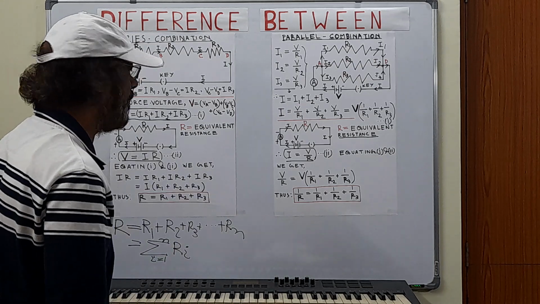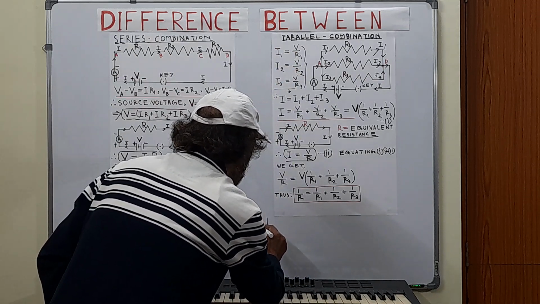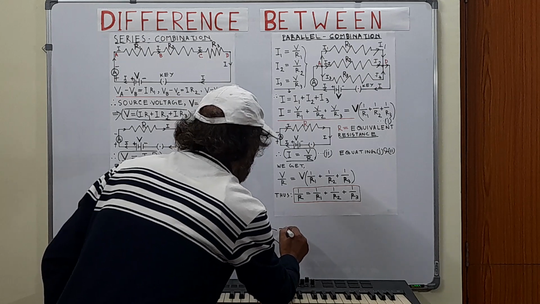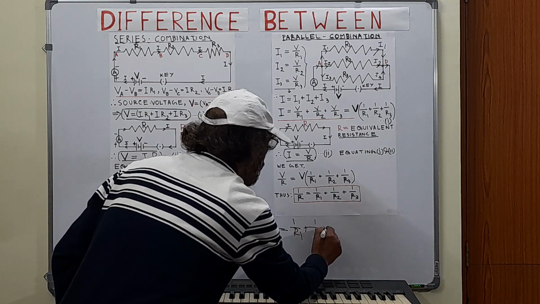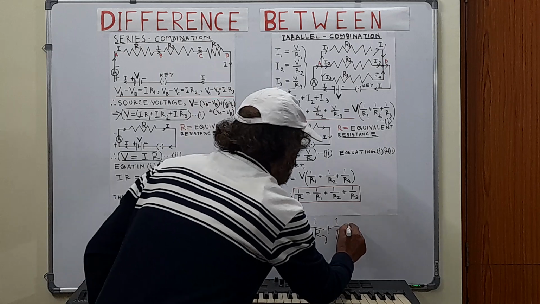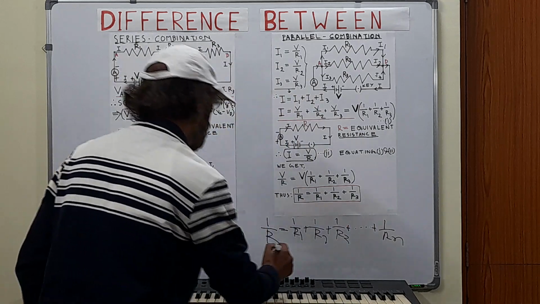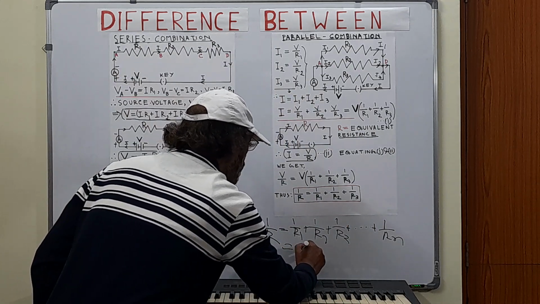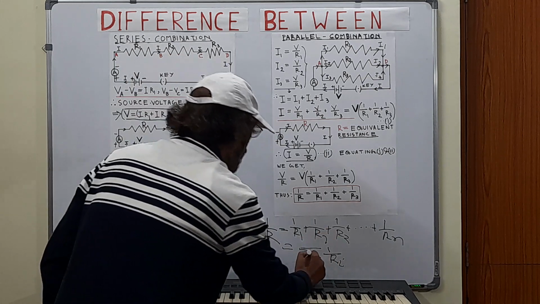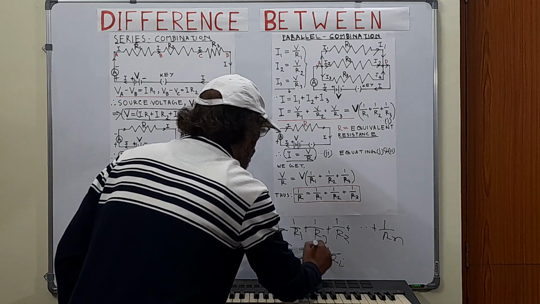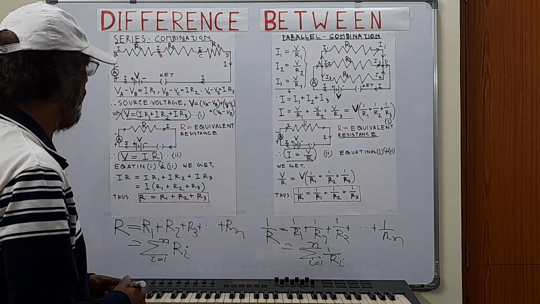Similarly, in the case of parallel combination, if there are n number of resistances, then what will be the answer? 1 by R is equal to 1 by R1 plus 1 by R2 plus 1 by R3 plus again continuation plus 1 by Rn. Then this is again in symbolic form sigma 1 by Ri, i is equal to 1 to n. This is the generalized formula for series and parallel combination.